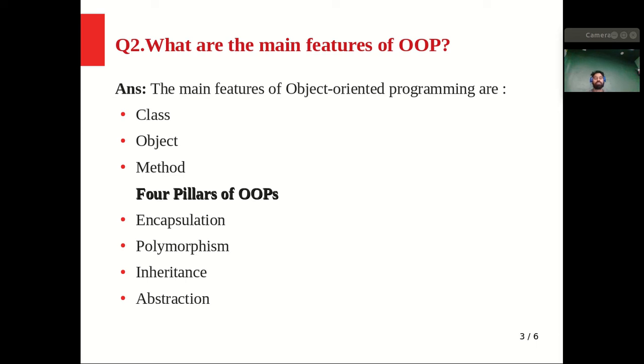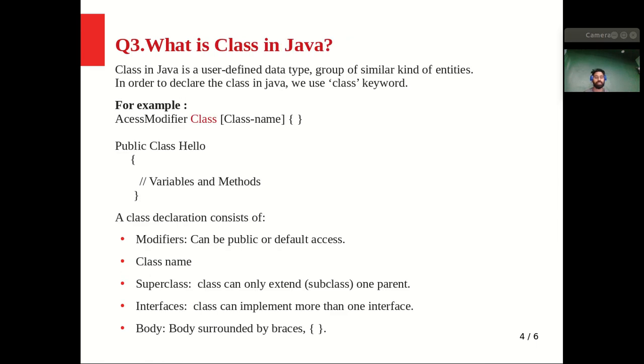We will go into detail on all these topics in our further sessions. So these are the main features of object oriented programming: class, object, method, encapsulation, polymorphism, inheritance, and abstraction. The next question you may get is, what is a class in Java?